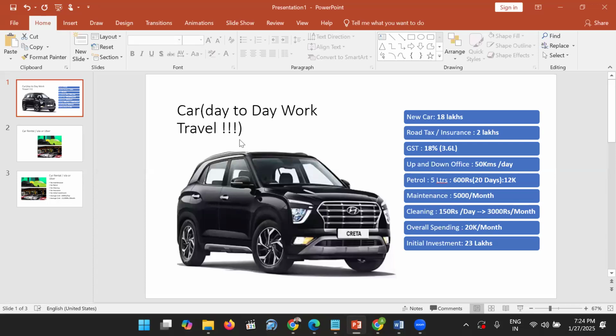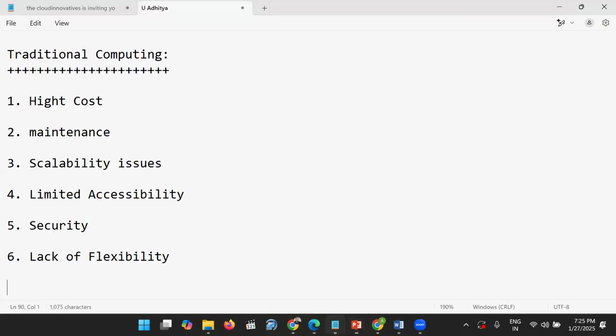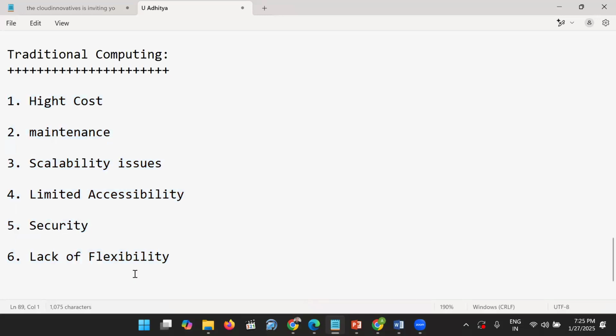That is where you are purchasing the car. Instead of that, you are using the car rental or the Ola or Uber system. There is no maintenance, no petrol, no cleaning, no insurance, no initial investment. On average, you need to spend monthly 15,000 to 30,000. Then with that, you are enjoying the car life, right? If we are using on-premises, those are some of the issues and problems.